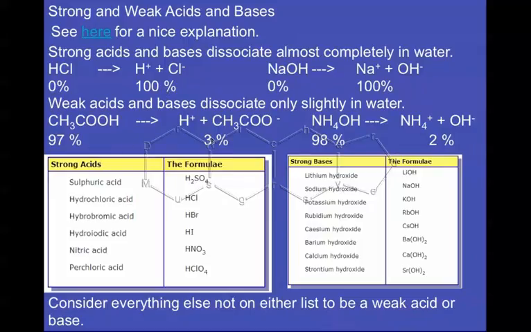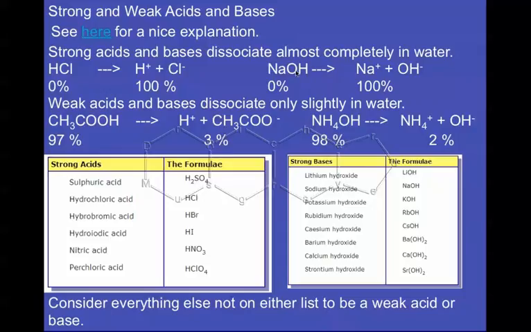Now, a weak acid, when you put it into water, what happens is that at the end you'll still have 97% of the acid you started with, and only 3% has actually dissociated into H plus and an anion. So these are called weak acids.